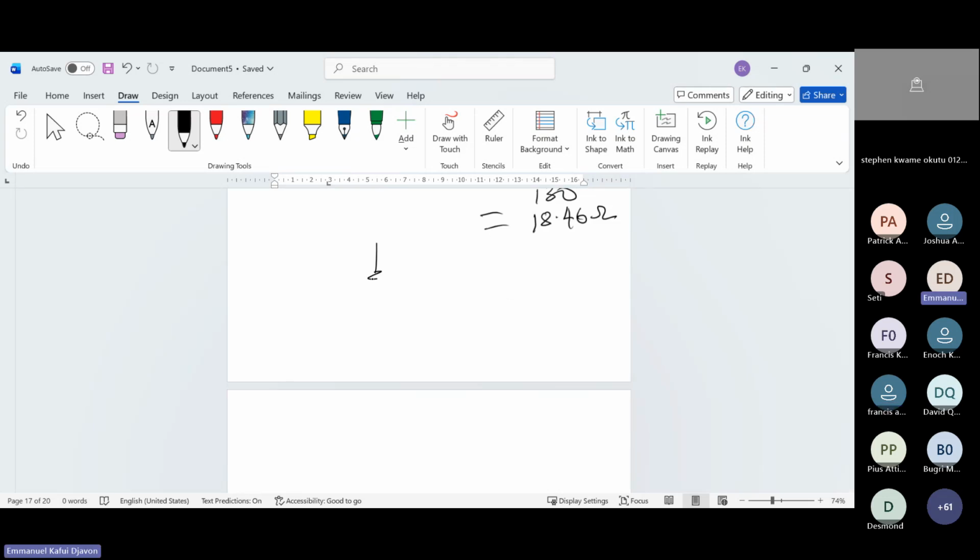Now, you can redraw the circuit. So the star equivalent of that network: this is P, this is Q, this is R. R is 18.46 ohms. Q is 12.31 ohms. P is 4.61 ohms.